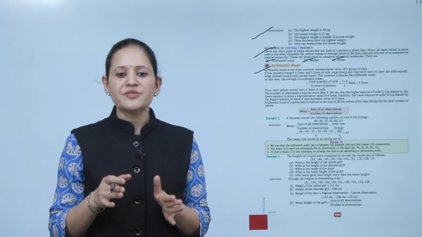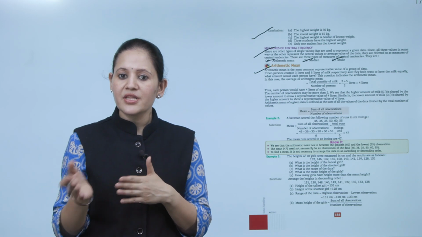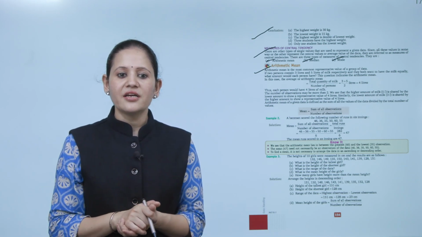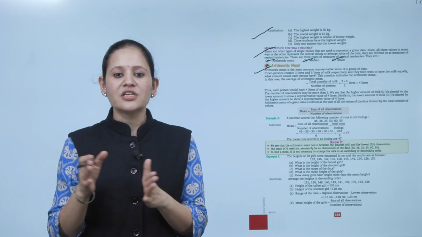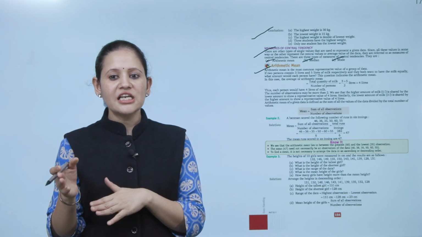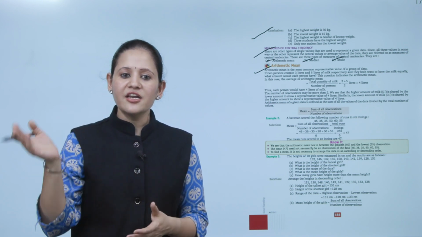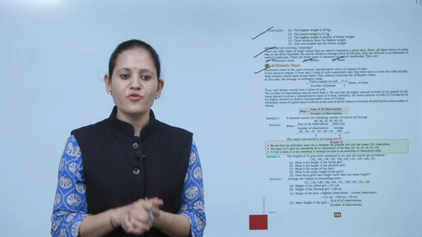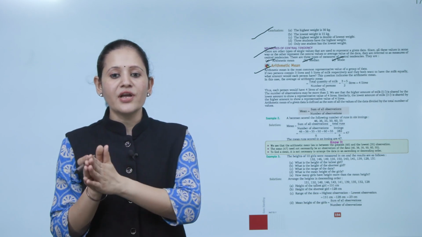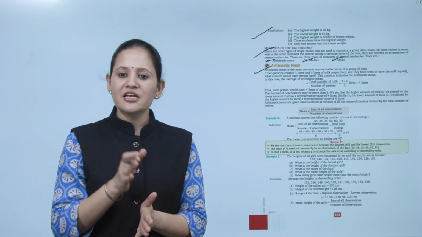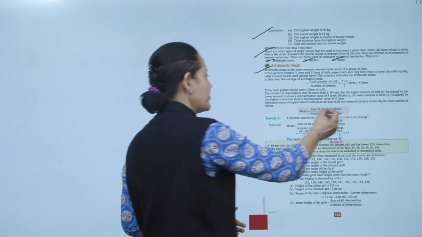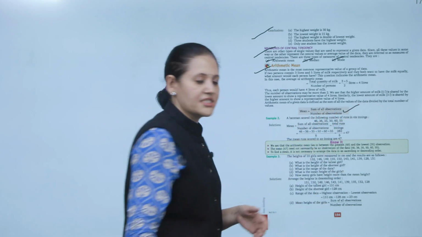The number of observations may be more than 2. We will see the higher amount of milk, 5 liters, shared with the lower amount, which shows the representative value of 4 liters. Similarly, the lower amount of milk, that is 3 liters, is shared by the higher amount to show the representative value of 4 liters. Arithmetic mean of the given data is defined as the sum of all values of the data divided by the total number of values. So what will the mean be? Sum of all observations upon number of observations.